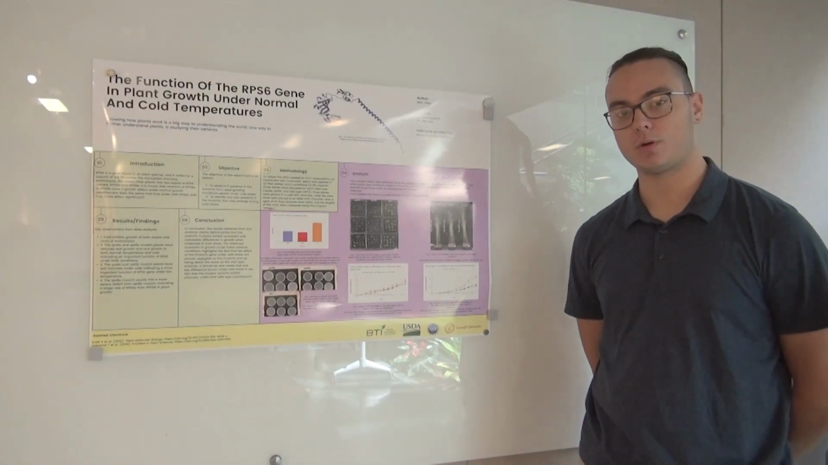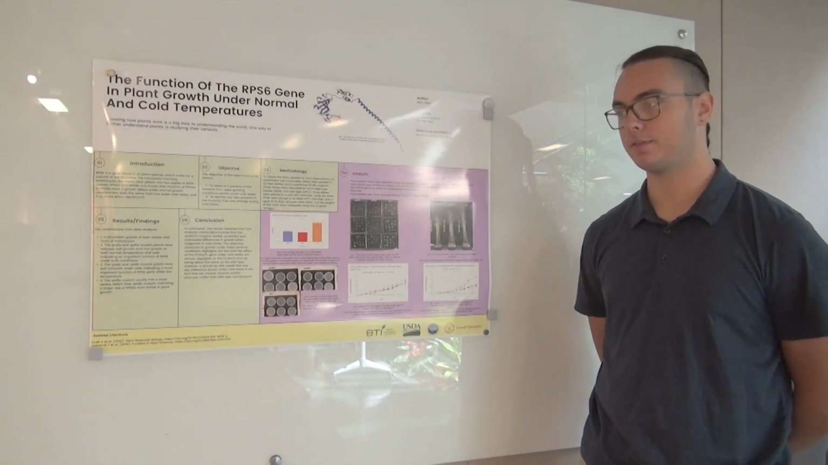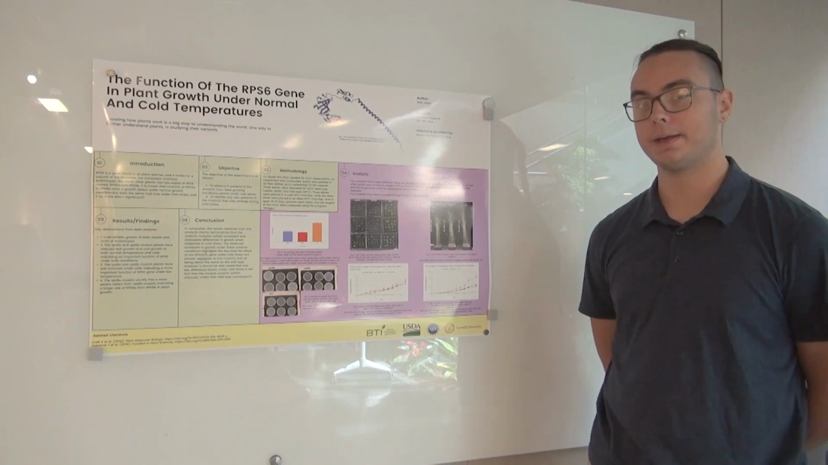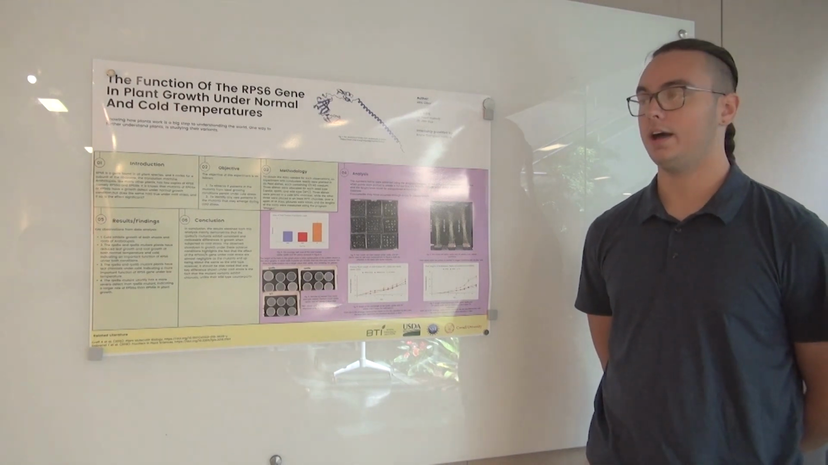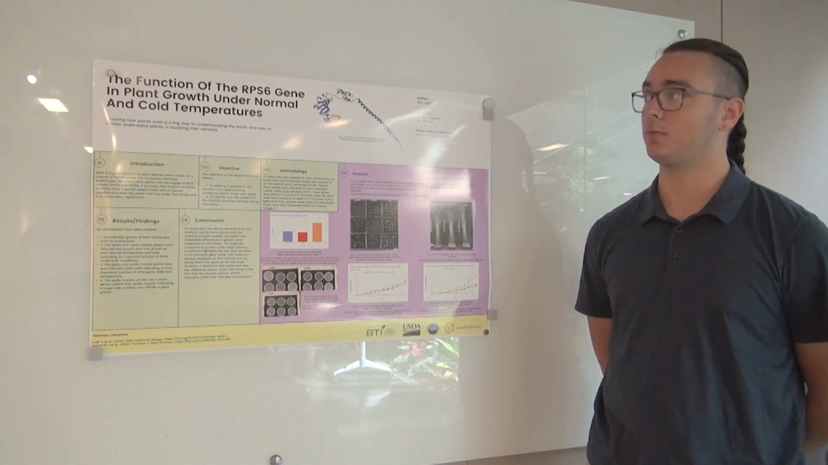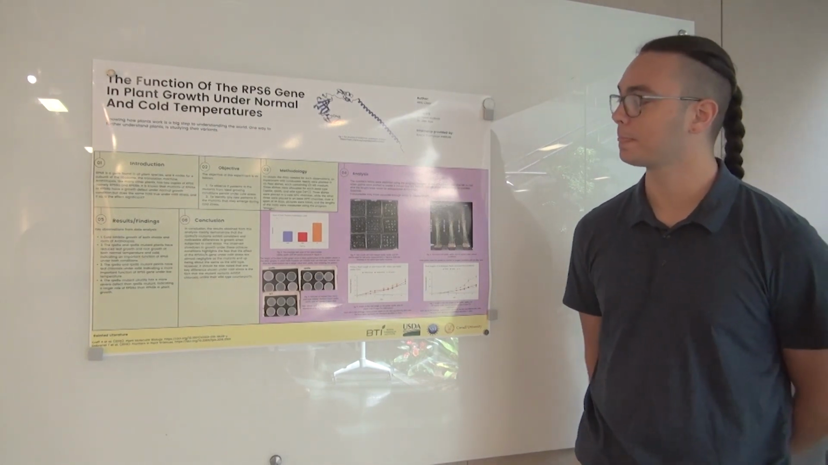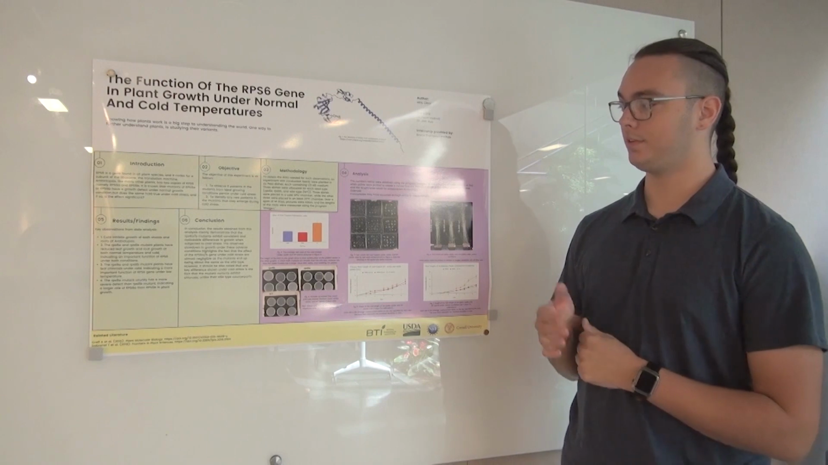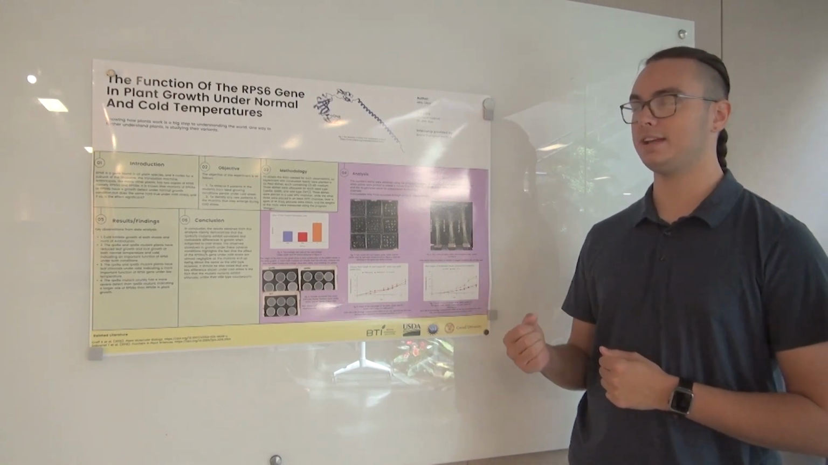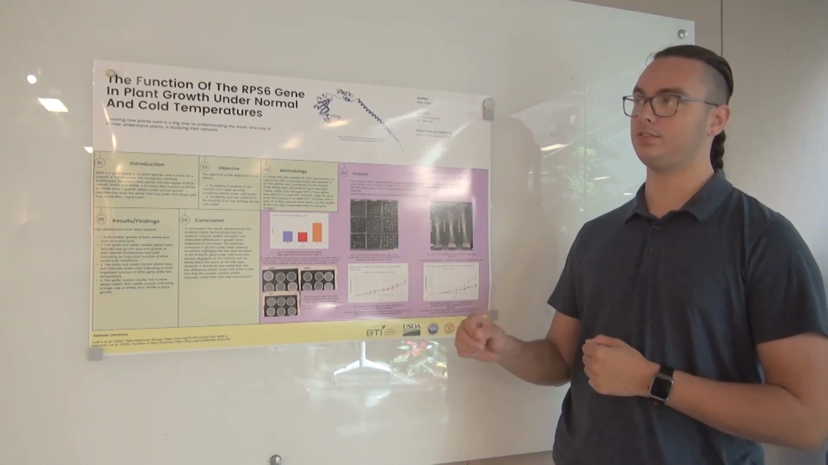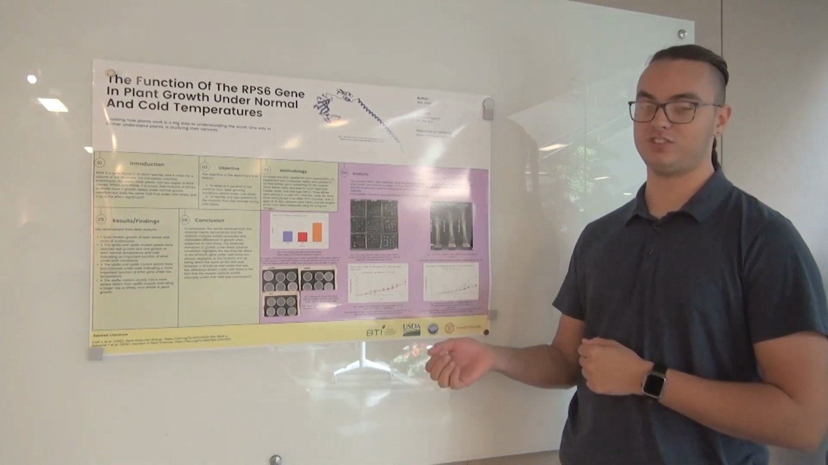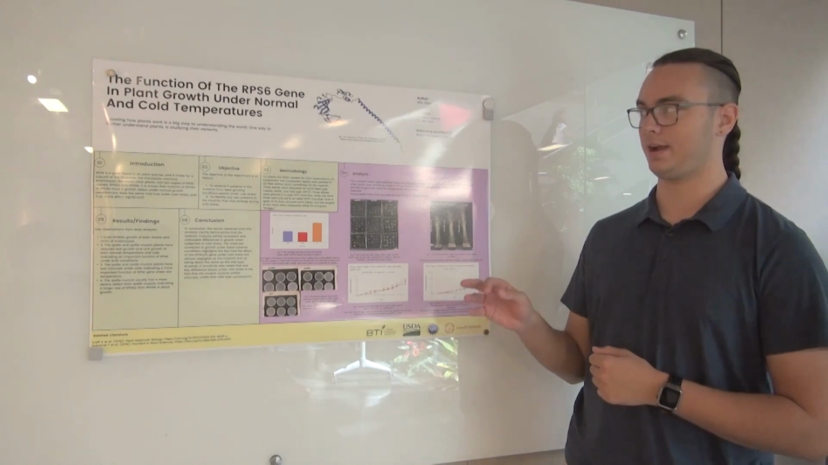My name is Ulric, and I worked in the Genoa lab over in the Emerson building. My project this summer had to do with the function of the RPS6 gene in Arabidopsis thaliana under normal and cold temperatures. More specifically, we wanted to figure out if there is any significant difference in RPS6 A and B deficient plants under those two temperatures.